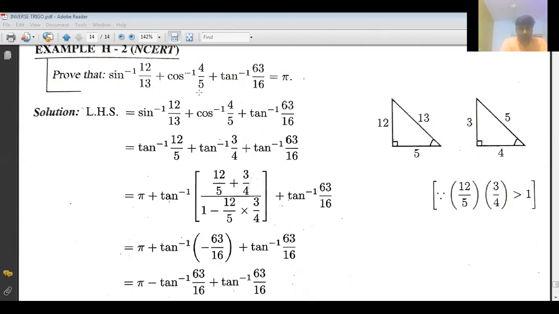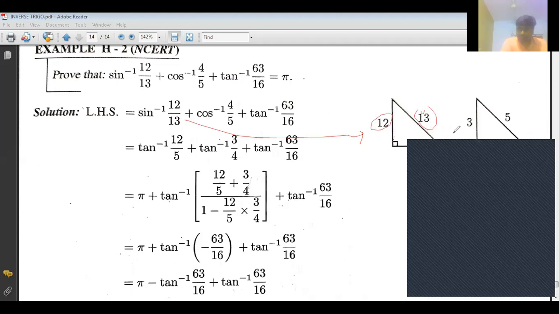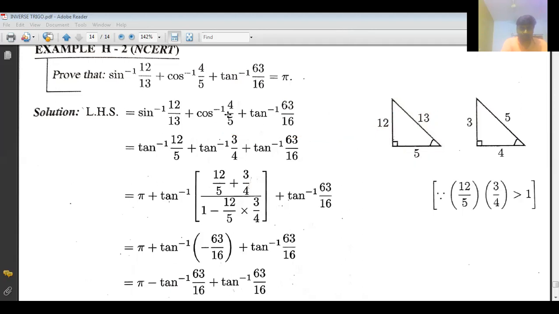See, sin inverse of 12 by 13. For this 12 by 13, opposite by hypotenuse, so the adjacent will be the square root of 169 minus 144, so 25, that gives 5. Clear? Now have a look at that. Similarly, cos inverse of 4 by 5 also we can apply. 3, 4, 5, that we know. Tan inverse of 3 by 4. Finally, we can apply tan inverse of 12 by 5, tan inverse of 3 by 4. See, observe, 12 by 5 and 3 by 4. If you multiply, that is more than 1.